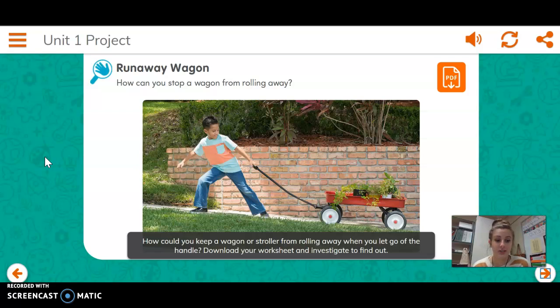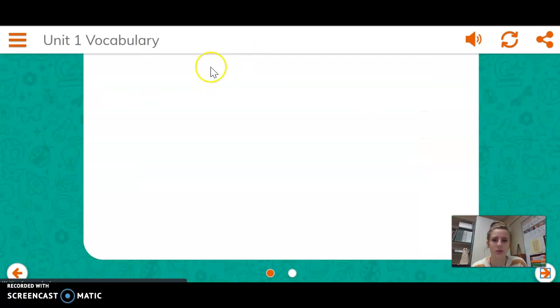So we're not going to do the worksheet now, but I do want you to think about it because I will post a discussion post on it. How do you think you can stop a wagon from rolling away? If we were on this hill, if this was us, this little boy here, and we let go of our wagon, how could we get it to stop? So I want you to think about that. How could we do that?